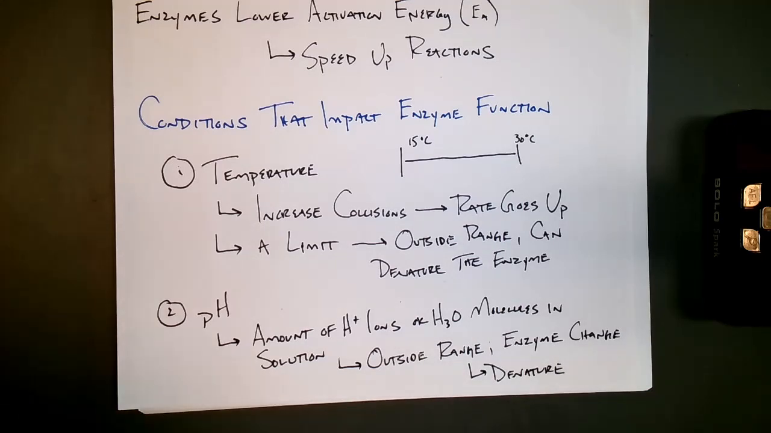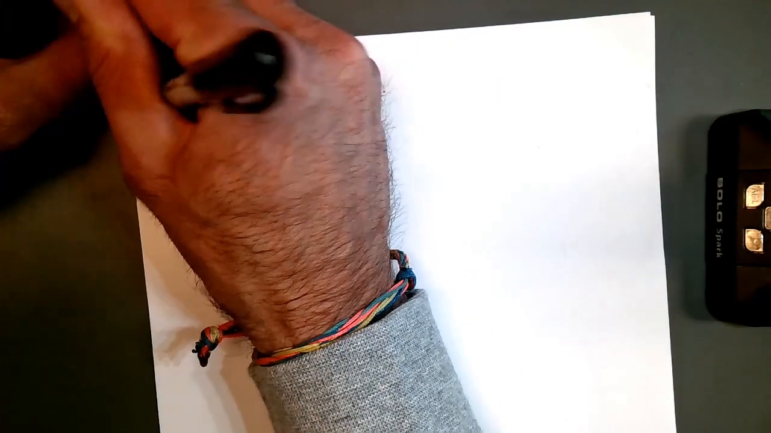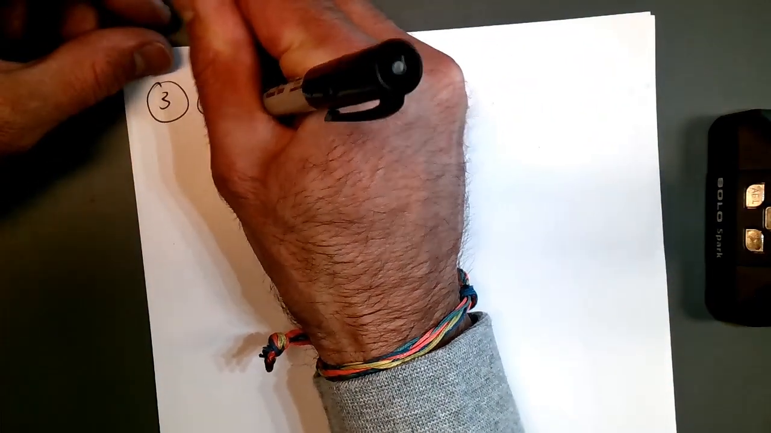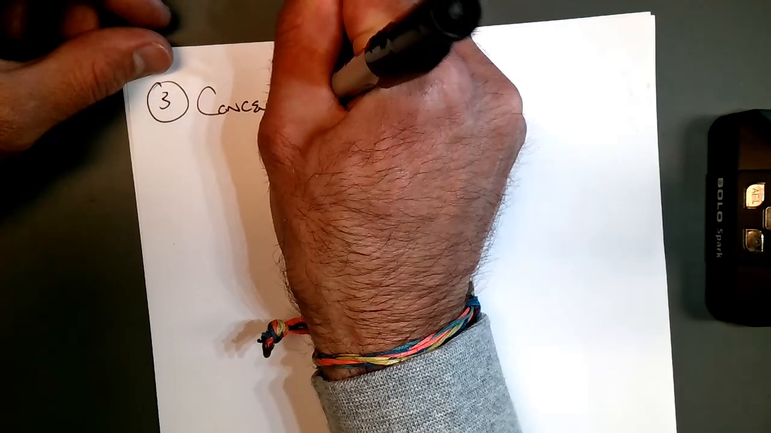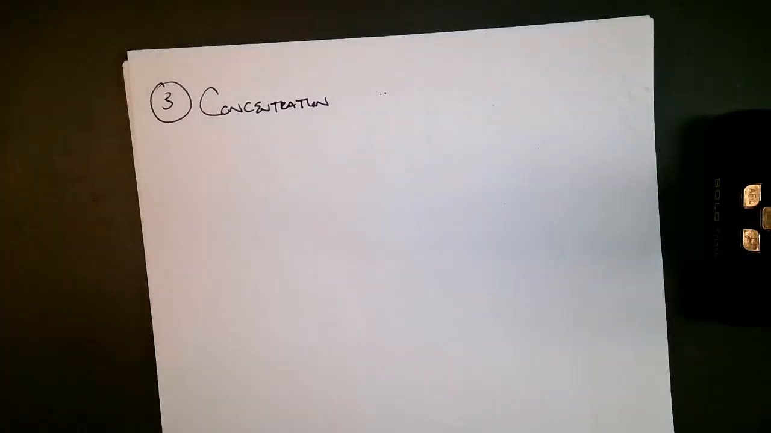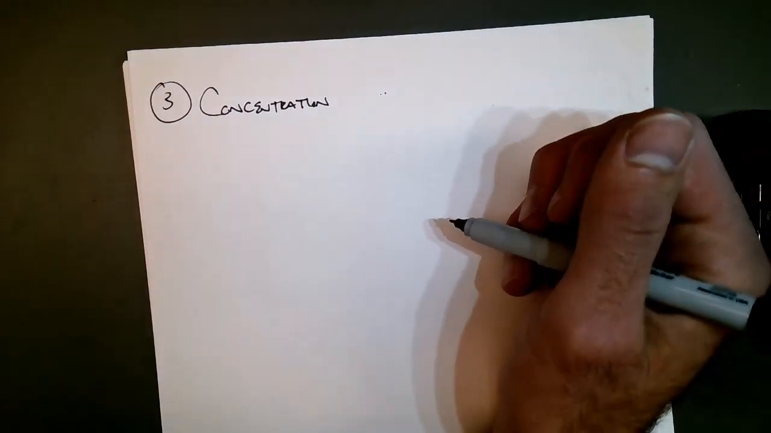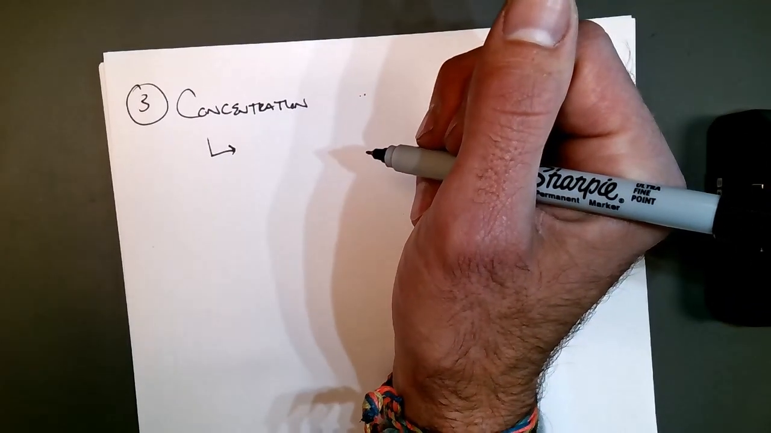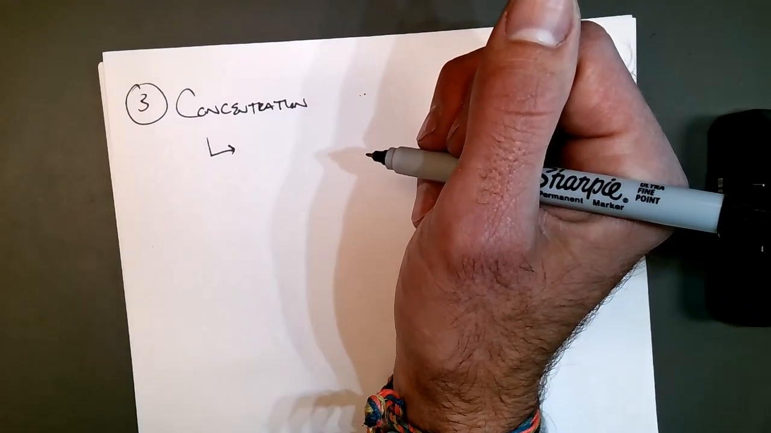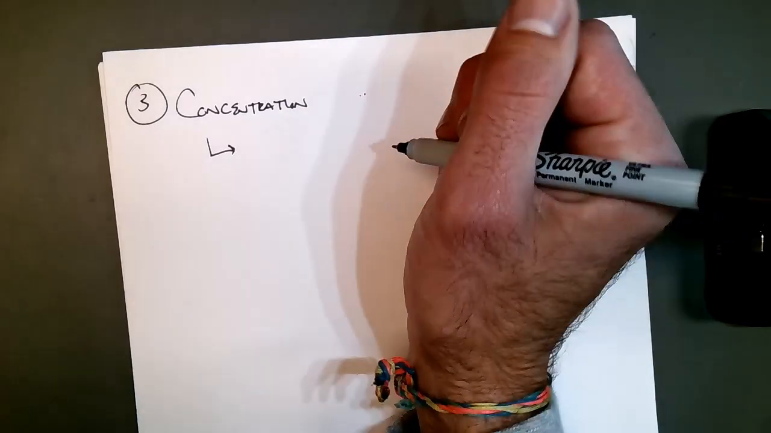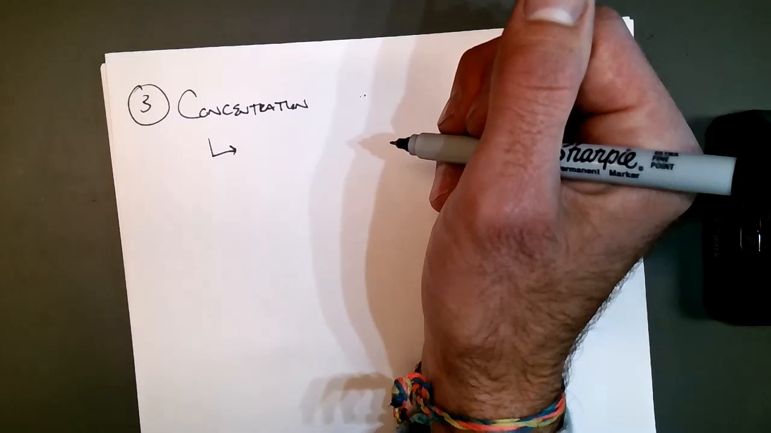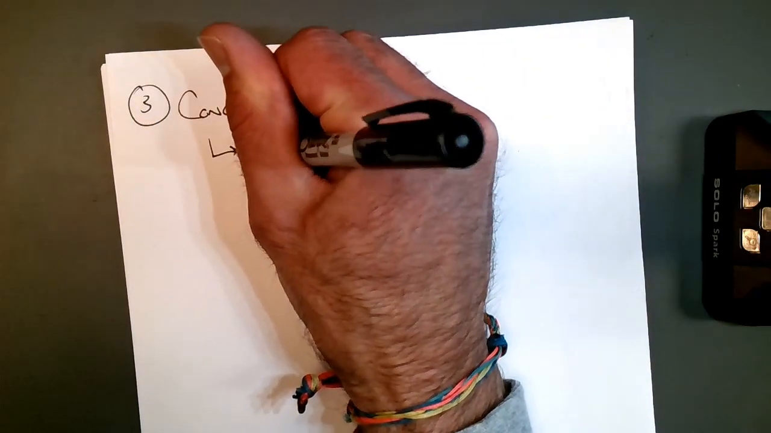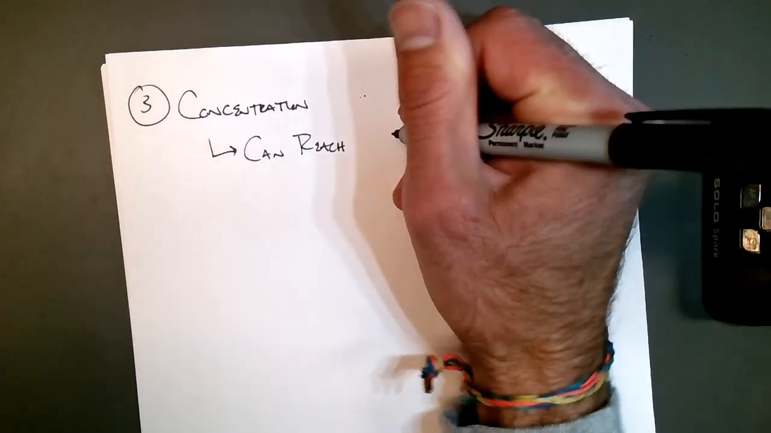We have some other things here that we'll take a look at. Number 3 is going to be concentration. It makes sense that as you add more enzyme, you get more enzyme-substrate interaction and a greater rate of reaction. Eventually though, if you're adding more substrate, that enzyme can only work as fast as it can work. And you can reach a saturation point in which you're just going to see a leveling off of rate of reaction.